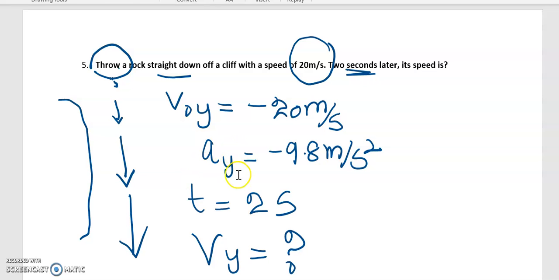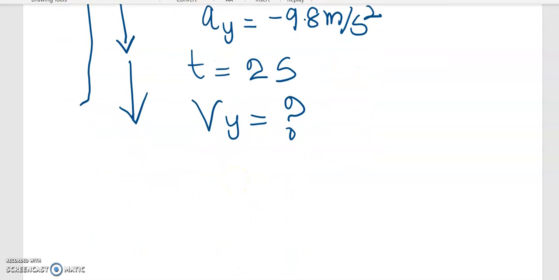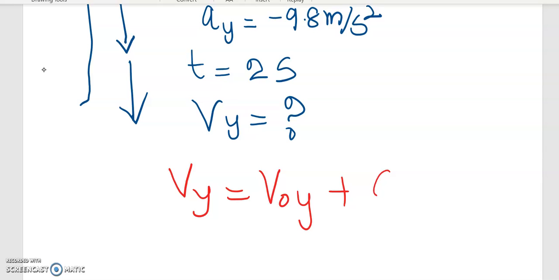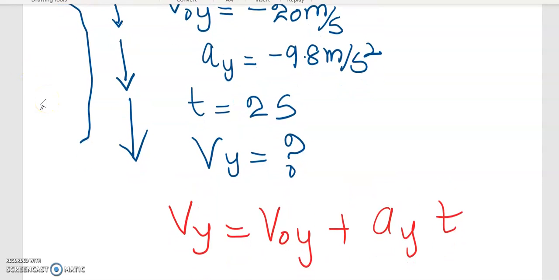Okay, so let's look at the first equation, because that's where I always start. I just start with number 1, and then I do the regular thing I do, crossing out. Do I know the final y velocity? No. Do I know the initial? Yes, negative 20. Do I know the acceleration? Yes, negative 9.8. Do I know the time? Yes, 2 seconds. This is my yes, guys.